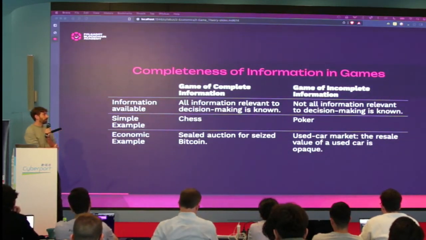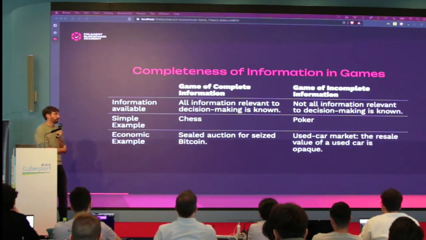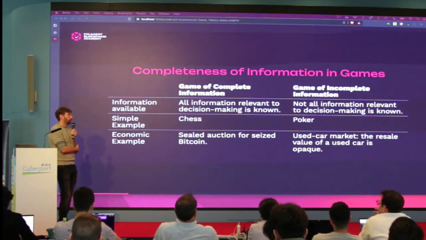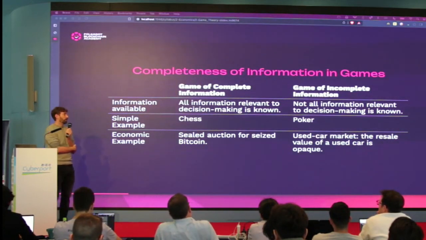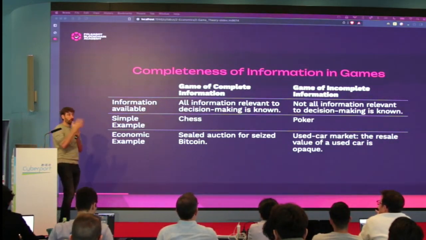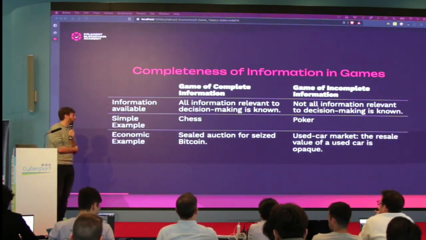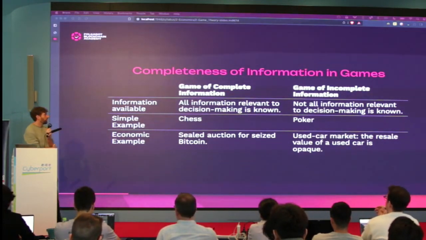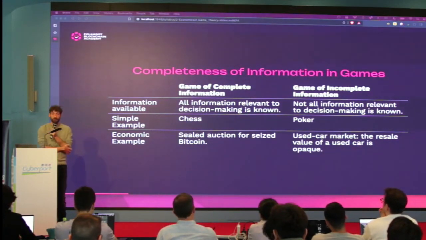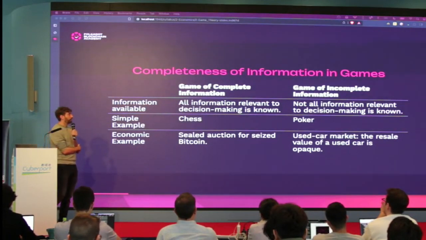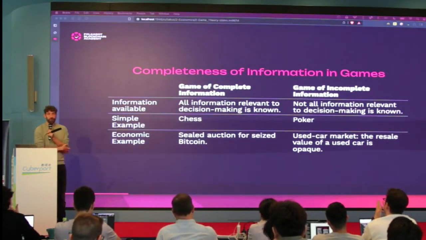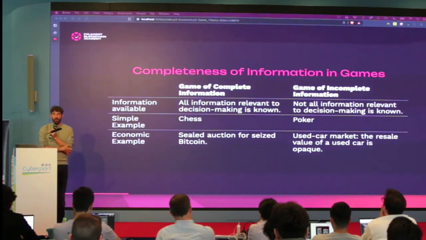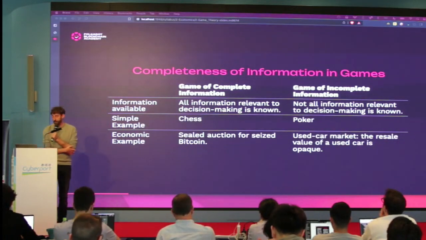But then there's also a game of incomplete information, where not all the information relevant to the decision maker is known. For example, poker: depending on which type you play, you probably have a shared set of cards which everybody knows. Then you know your own cards, but of course you don't know the cards of the other one. There's some economic examples, such as the sealed auction for seized Bitcoin, where I guess the price of Bitcoin is known to everybody also. And then a game of incomplete information, which is quite bothersome for other people too, is the used car market, where you don't know all the information of the car, and there could be some hidden information there.